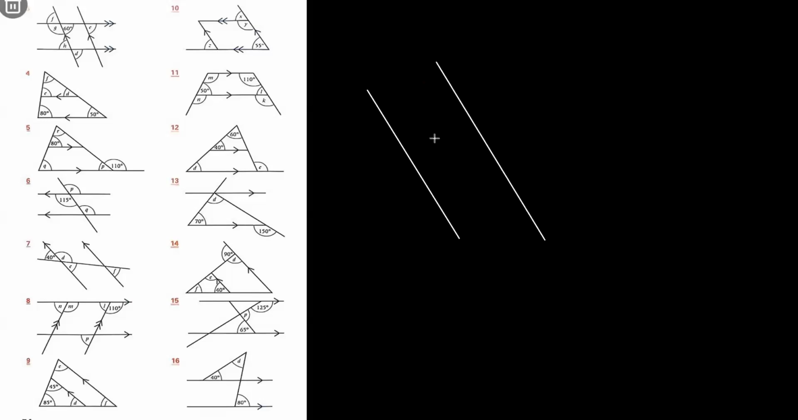Now, every day we have a quiz on directed numbers. Every time we meet, we have to do a quiz on directed numbers.